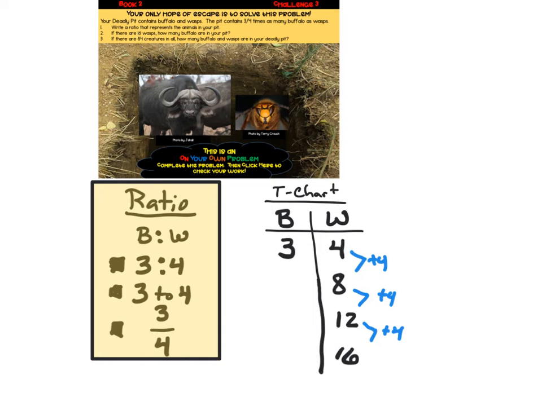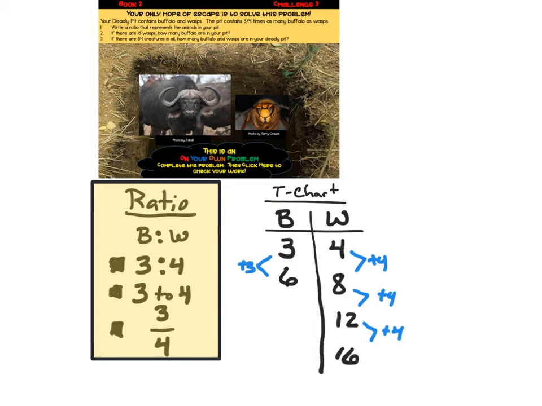16 wasps, right? And this is the side for wasps. So if I got 16, now I got to do the exact same thing on this side. But on this side, I'm going to use my iterative function of plus 3, because I've got to keep this ratio consistent so that these are all proportional, right? So 3 plus 3 is going to give me 6.